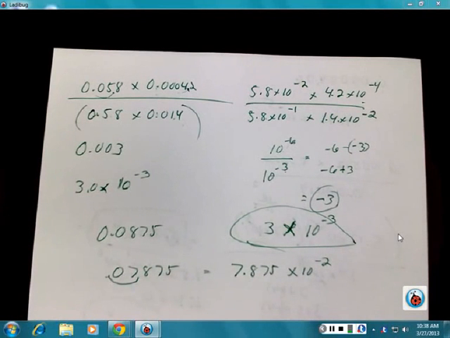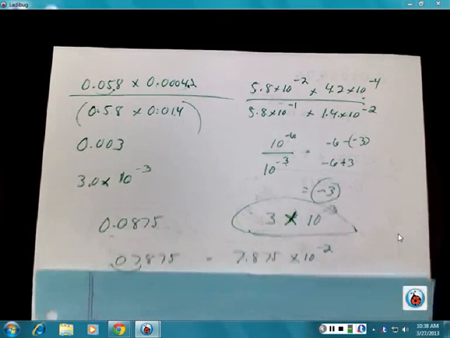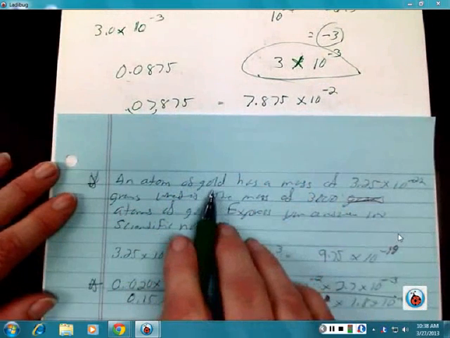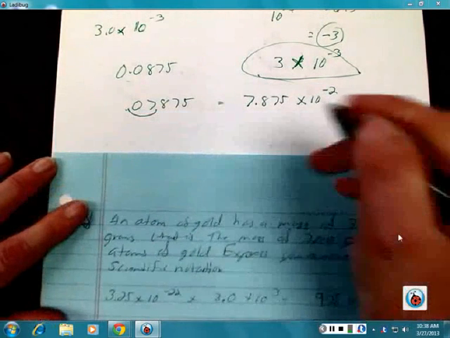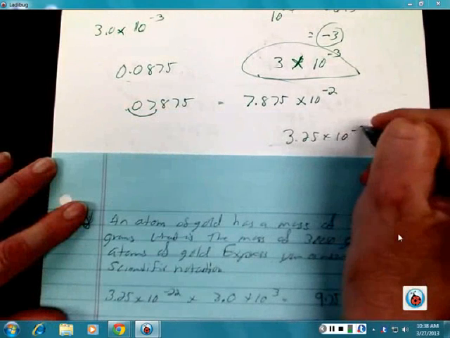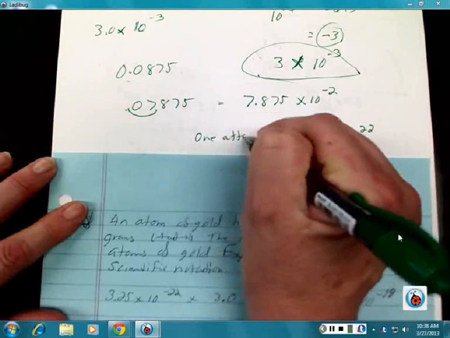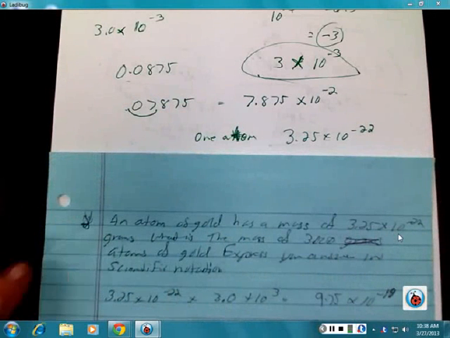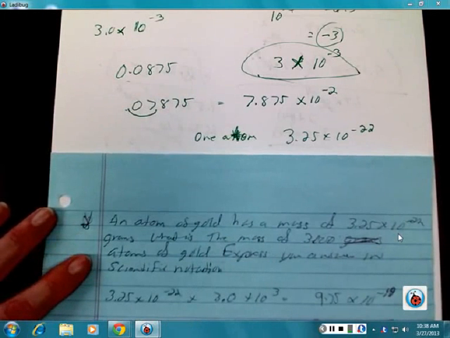The only thing they do end up doing is they give you one type of story problem. And this story problem, I think, is on your test. And that one type of story problem is that an atom of gold has a mass of 3.25 times 10 to the -22nd. That is one atom. So only one atom gives me that amount. It says, what is the mass of 3,000 atoms of gold? Express your answer in scientific notation.